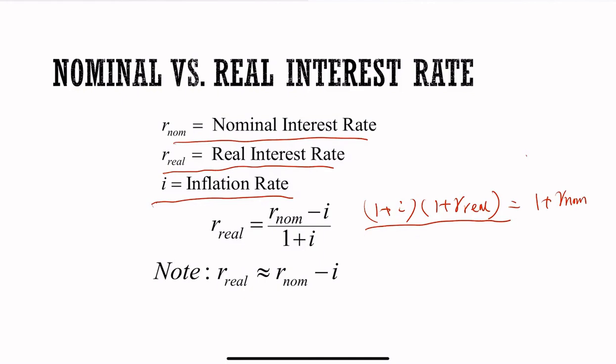So you can see that this is like a decomposition. That is, I decompose the nominal rate into two components, right? The first component is the real interest rate. The second component is the inflation rate. Now, if you do some mathematical manipulation, you can see that the left-hand side would become 1 plus I times real interest rate plus I plus real interest rate.